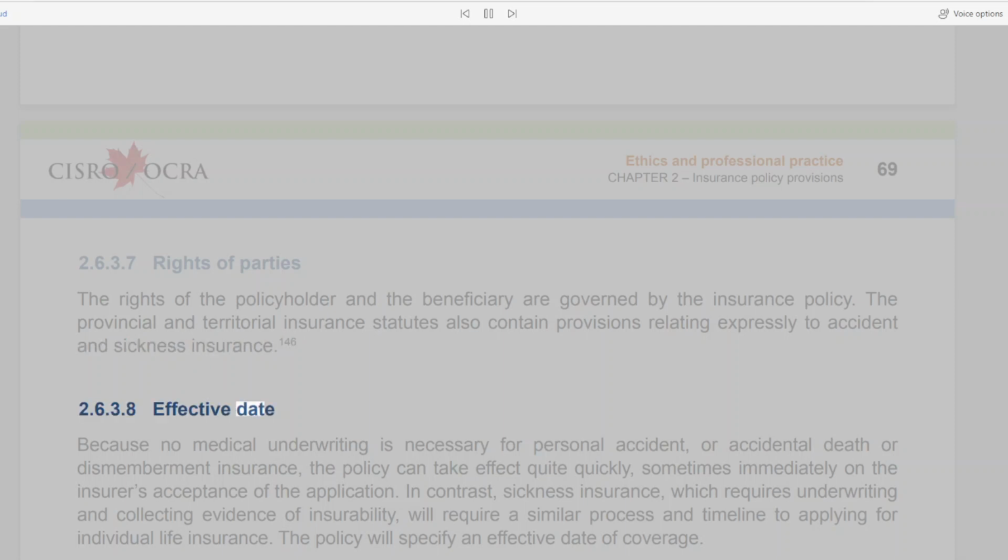2.6.3.8 Effective date. Because no medical underwriting is necessary for personal accident or accidental death or dismemberment insurance, the policy can take effect quite quickly, sometimes immediately on the insurer's acceptance of the application. In contrast, sickness insurance, which requires underwriting and collecting evidence of insurability, will require a similar process and timeline to applying for individual life insurance. The policy will specify an effective date of coverage.